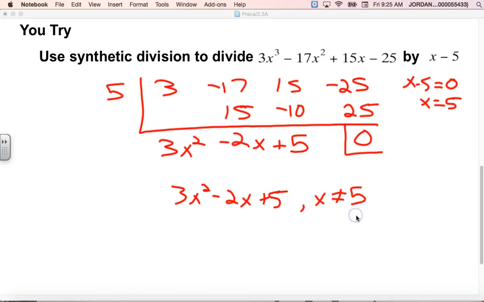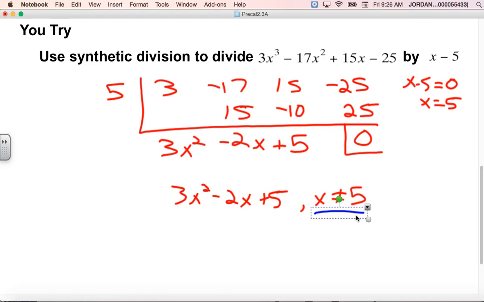Okay, let's talk about this real quick. On these problems, you'll see this a bunch, and essentially all this is a restriction on x because you're dividing by x minus 5. We already know if you're dividing by an expression that has a variable in it, then you're going to have a restriction on your domain. So we're just telling our restriction right here. This is our answer, but x can't equal 5 because we divided by x minus 5. And if x is 5, then we would really be dividing by 0.